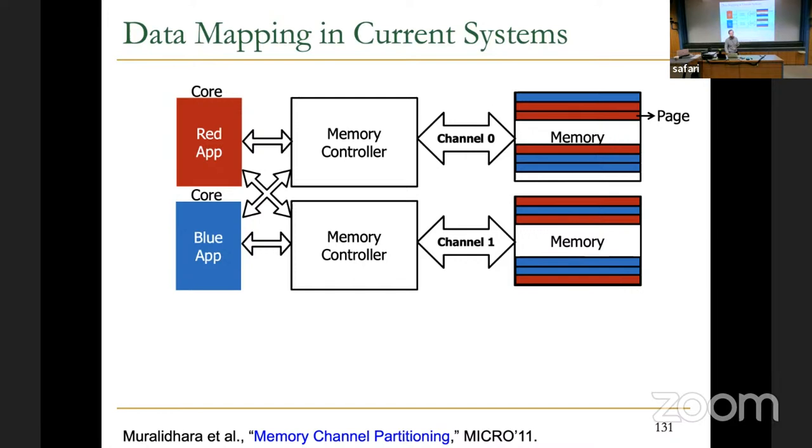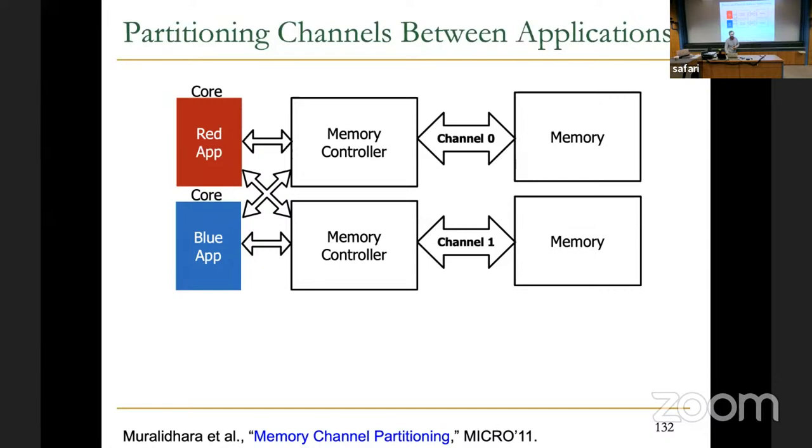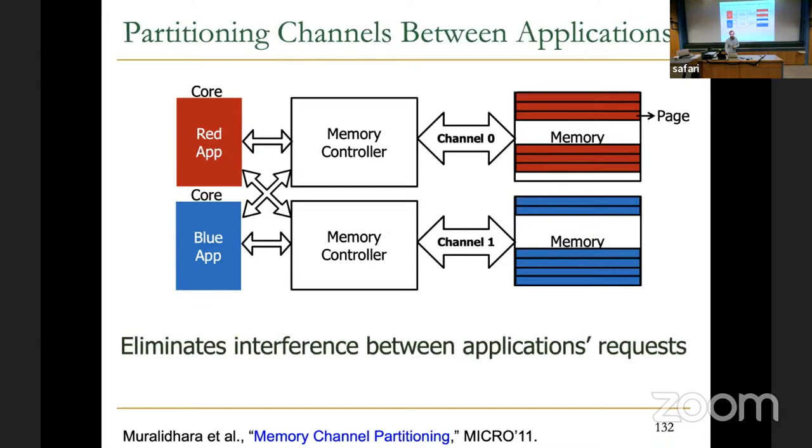As a result, you get interference across the channels, right? Now, if you are able to partition the channels between applications, you could do this. And this way, you can eliminate the interference completely between these two applications' requests. So it can actually provide good performance isolation, right? There's no interference between these different applications.